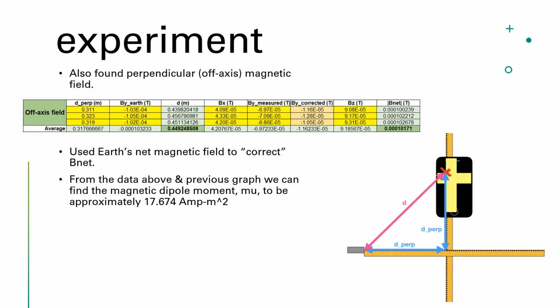I also found the off-axis magnetic field by finding a specific distance away from the magnet in both the x and y directions, and calculated d from the magnetometer to the magnet. Then I used Earth's magnetic field to correct my overall B net. It's all shown here in the data table up here. And I calculated mu from this data to be about 17.67 amp meters squared.